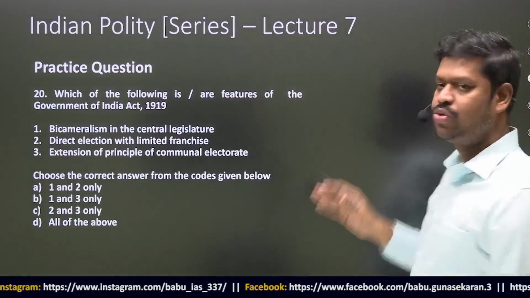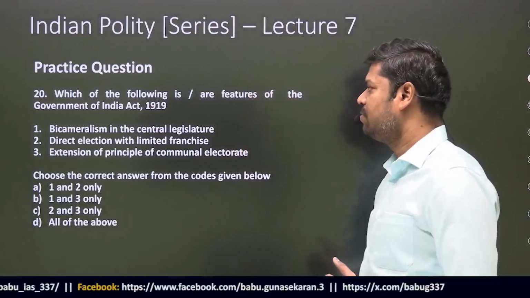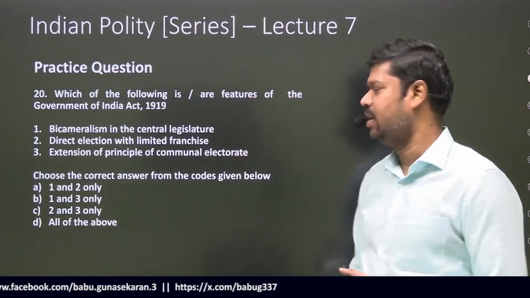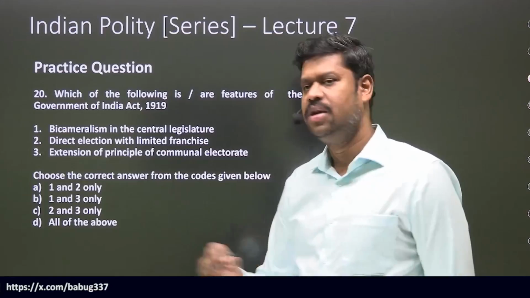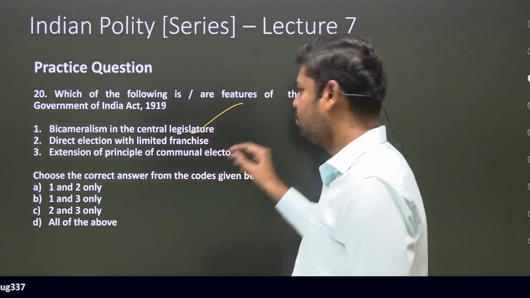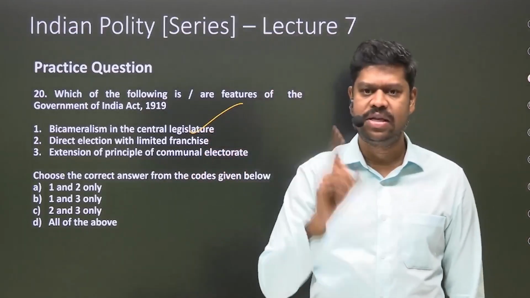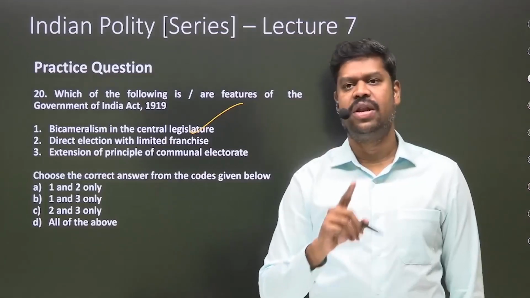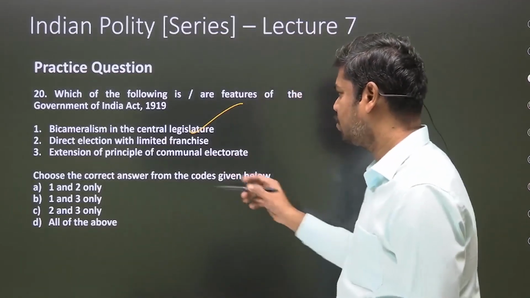Come to the last question for today's discussion, question number 20. Which of the following are the features of the Government of India Act 1919? Statement 1: Bicameralism in the central legislature. Yes. For the first time, bicameralism was introduced by the Government of India Act 1919, but only in the central legislature. It was only the Government of India Act 1935 which provided for bicameralism in the provincial legislature as well.